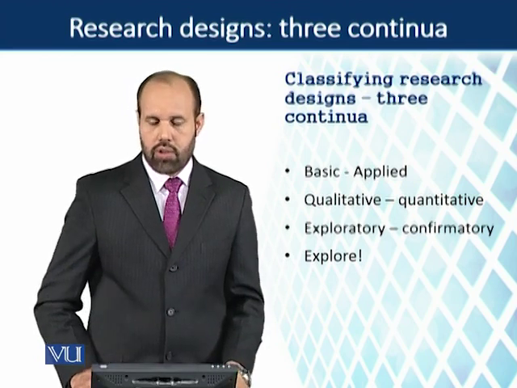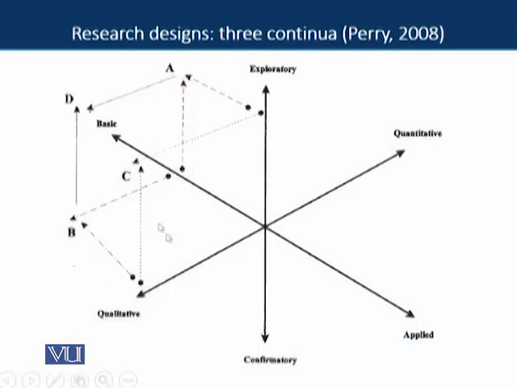So let me take you to this figure. These continua, it is basically from basic to applied. On one end, it is basic, and on the other end, it is applied, right? Then we have this continuum, exploratory, confirmatory, and then qualitative and quantitative. So let's suppose your study is basic, and you have collected your data qualitatively, right? And then you are exploring something for the first time, right? So you are not testing any hypothesis, right?